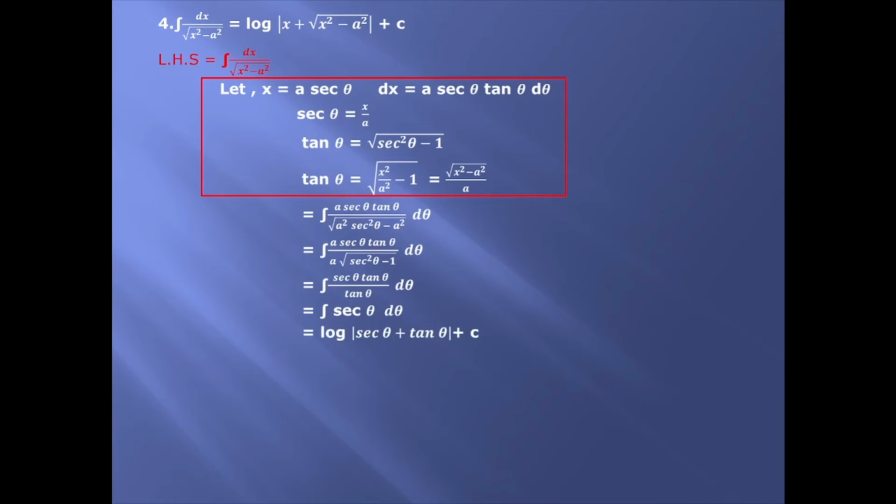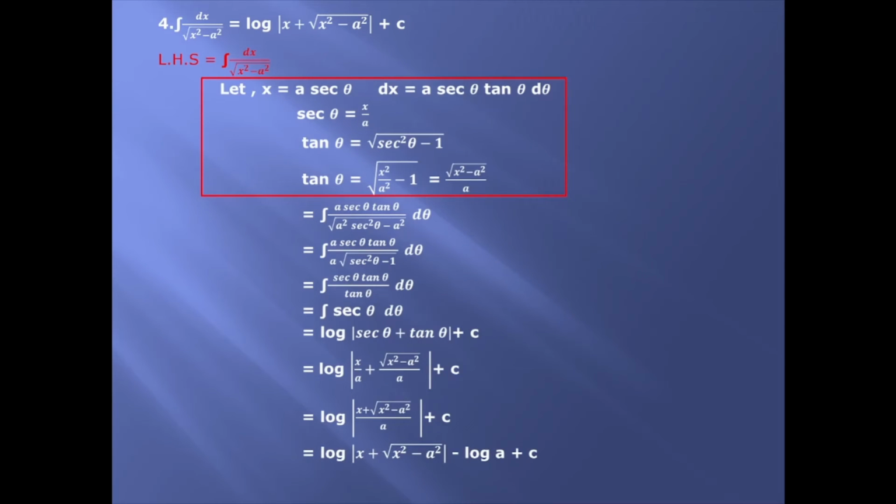So the integration of secant theta is log of modulus secant theta plus tan theta plus c. So log of modulus, secant theta is x by a plus tan theta is root of x square minus a square by a, plus c. When we take LCM and simplify the thing under the modulus, we'll get x plus root of x square minus a square by a.